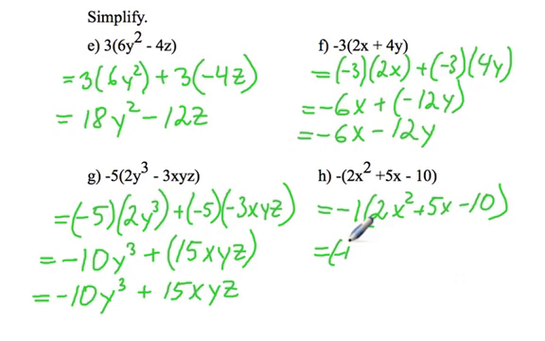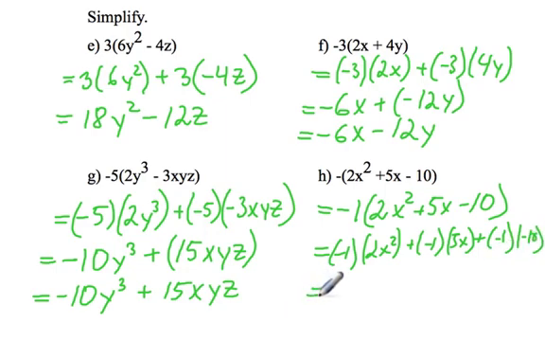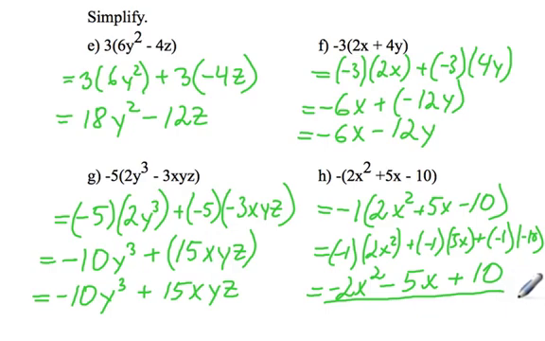So now we have negative 1 times 2x squared plus negative 1 times 5x plus negative 1 times negative 10. And that equals negative 1 times 2x squared is negative 2x squared. Negative 1 times 5x, negative 5x. Negative 1 times negative 10 plus 10. And that's the final answer. We can't simplify any further because there's no like terms in this expression.